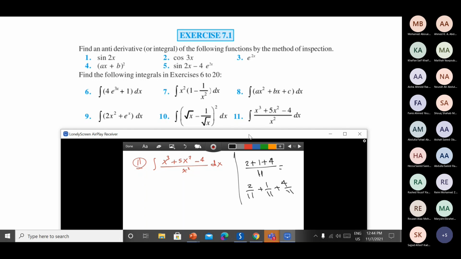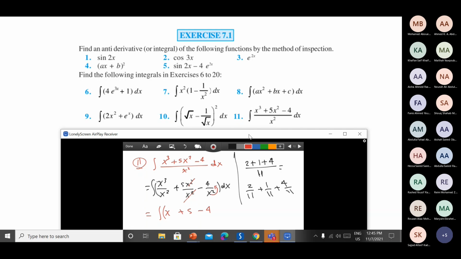So I can add the numerators and I have the same denominator. I will do the opposite in this case, right? So now I have x cubed over x squared, and I will have 5x squared over x squared, and I have minus 4 over x squared. Now x cubed over x squared gives me what? Gives me x only, right? X squared will be cancelled with the x squared. I have 5 minus 4.